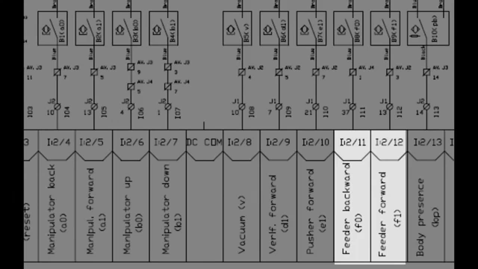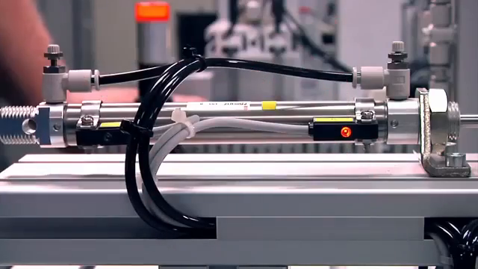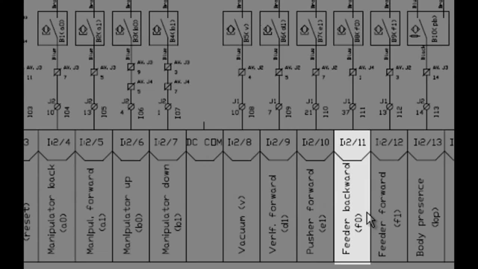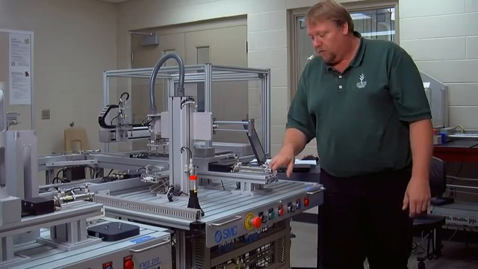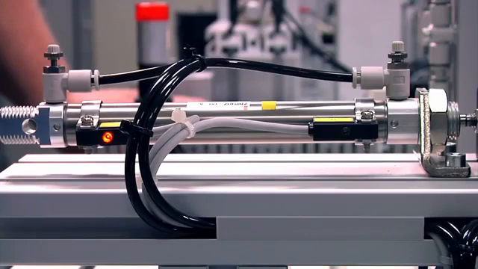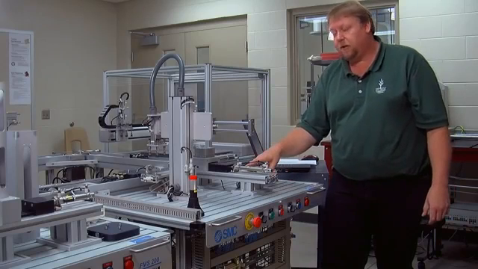And our next one is the feeder forward and backward. This is the feeder forward cylinder. So if we looked at this input right here, when this cylinder is forward, this one would be on. And the next one is I:11, which is feeder backward. And we can see that this cylinder right here is already on, and it is illuminated because this cylinder is backward. This being backward, and of course this being forward.